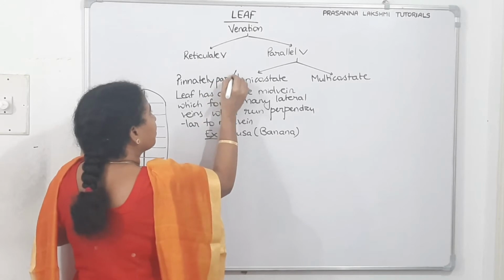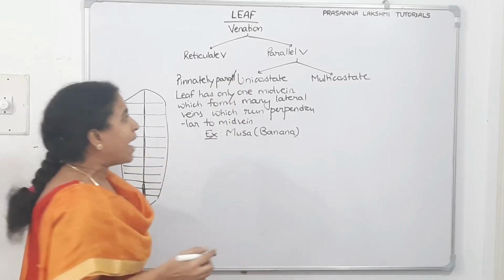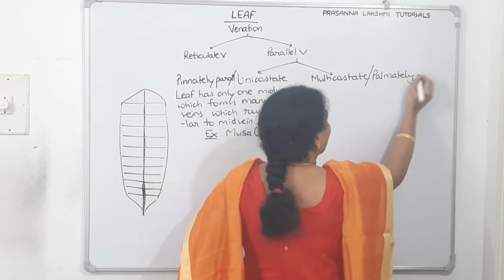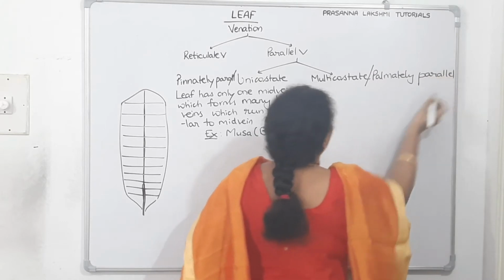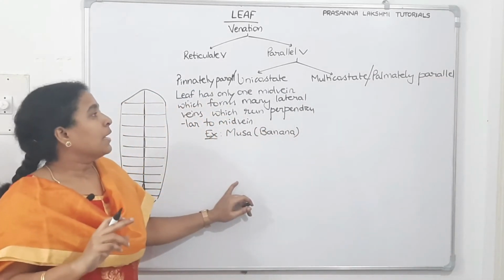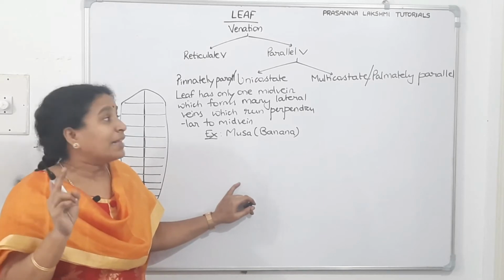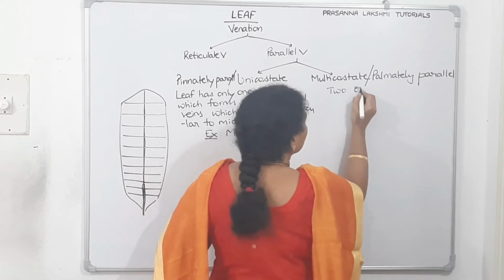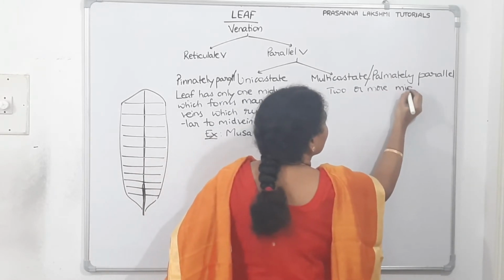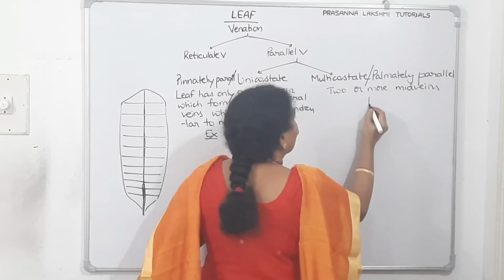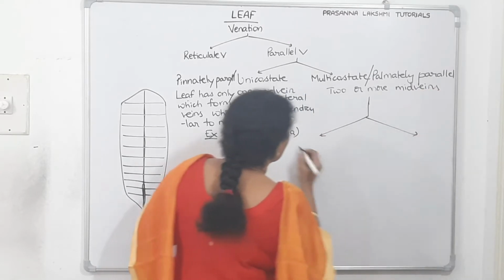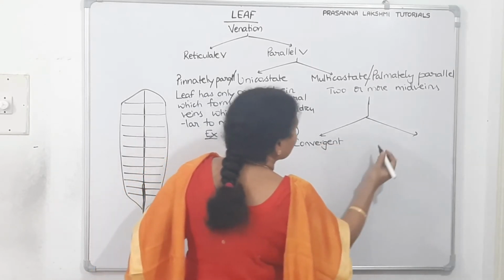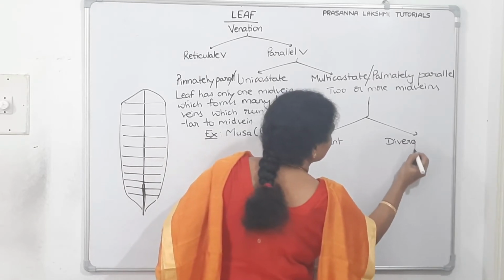Multicostate is also called palmately parallel venation. Now, what do you mean by palmately parallel venation? In palmately parallel venation, there are 2 or more midveins. And again, how are they distributed? If the veins are converging, that is called convergent, and if the veins are diverging, it's called divergent.